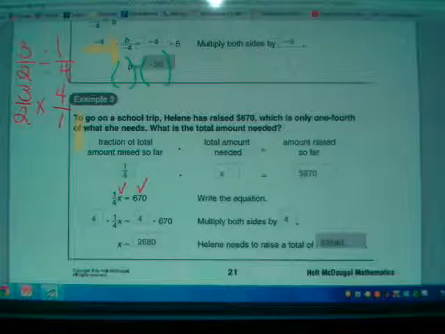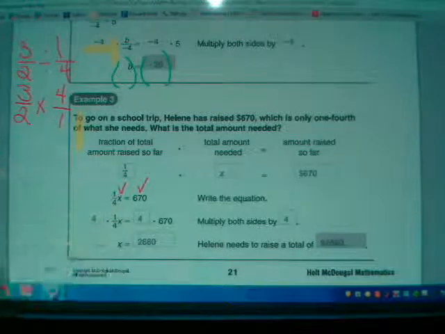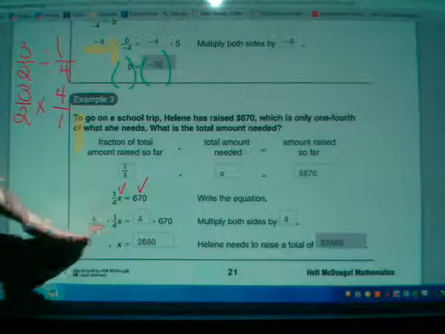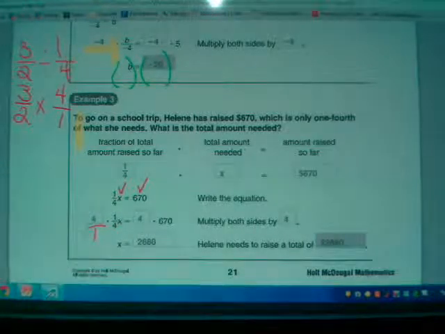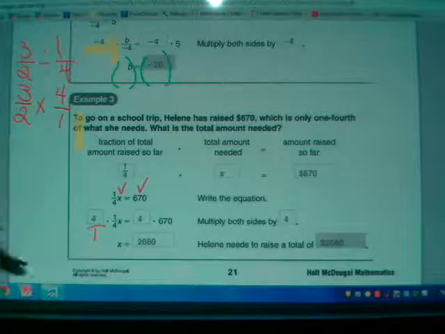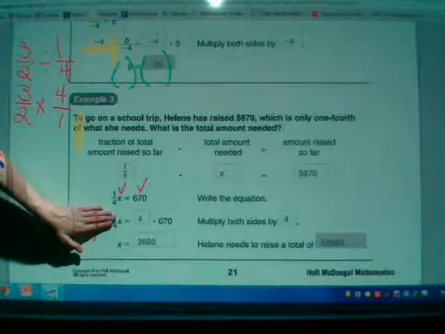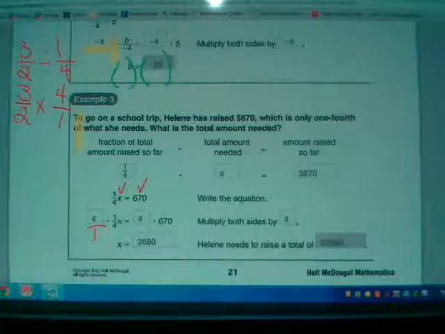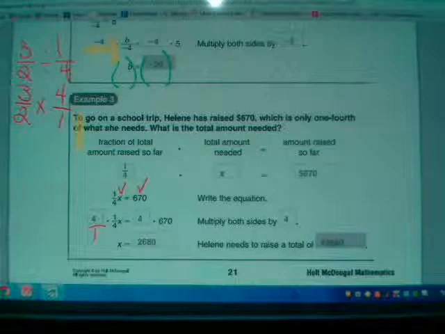So on the left side, 4 times 1/4, and it might be easier if you wrote that as 4 over 1, what you see is that makes 4 over 4. 4 over 4 reduces to 1, which is why that whole thing goes away and just leaves me variable x. On the other side, we've got 4 times 670. 4 times 670 is equal to 2680.